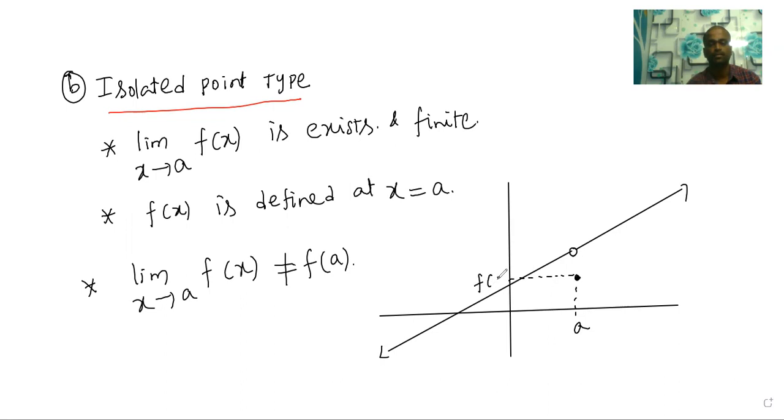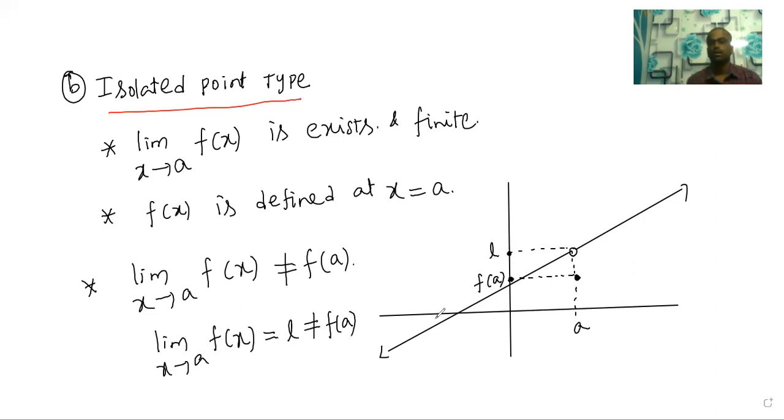So this is f of a and this is L. Clearly from the graph, the limit of the function at a will be L, and it is clearly different from f of a, because this point denotes L, whereas this point denotes f of a.